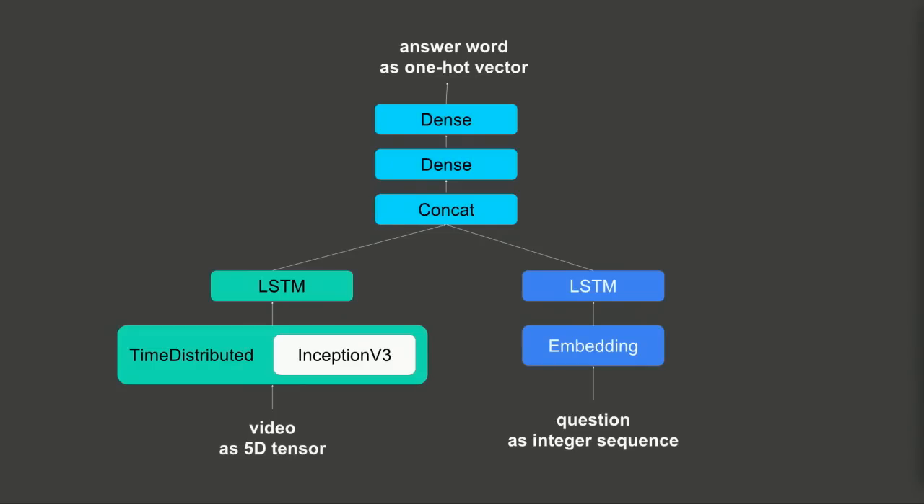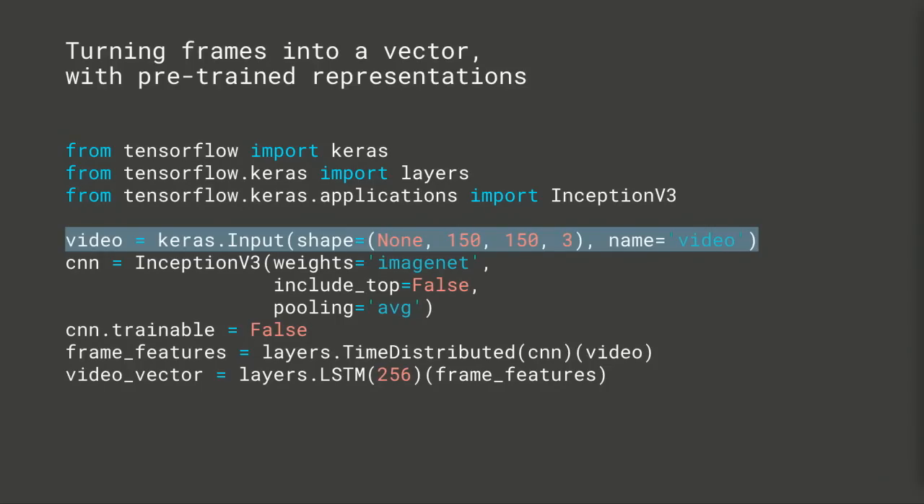On the question encoding side, it's even simpler. You just run the sequence of words into an embedding layer to produce a sequence of vectors. And then you reduce this sequence of vectors to a single vector using an LSTM layer. So once you have this video vector and this question vector, you concatenate them with a simple concat op. And you add the classifier on top, which is just two dense layers, which will select the correct answer. Let's look at the code.